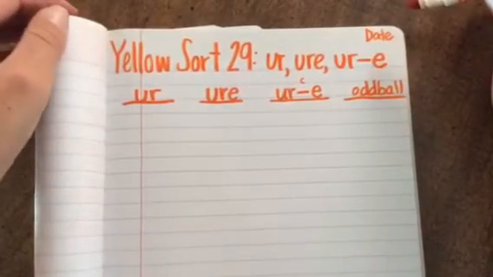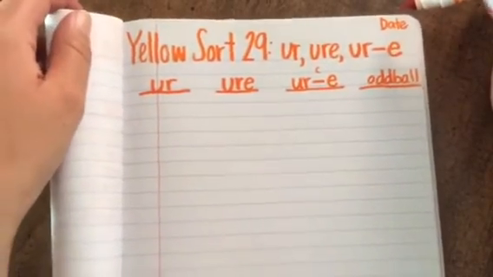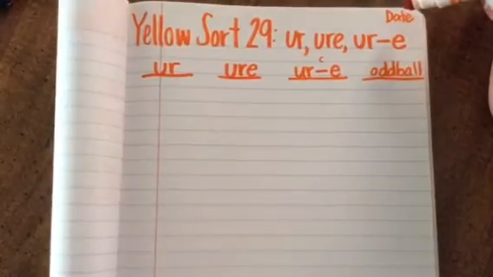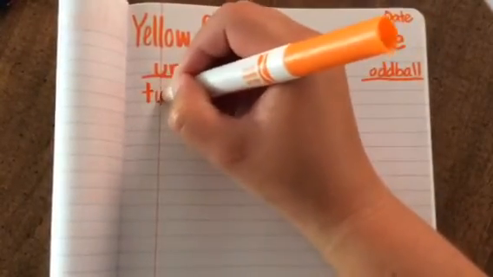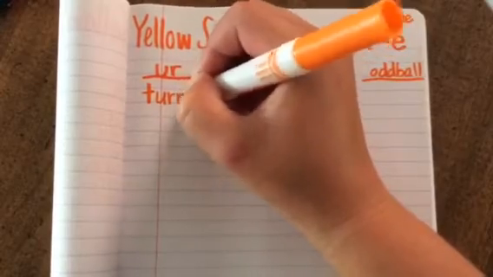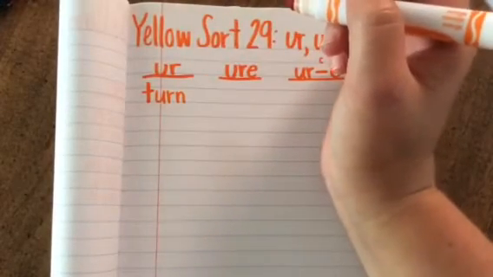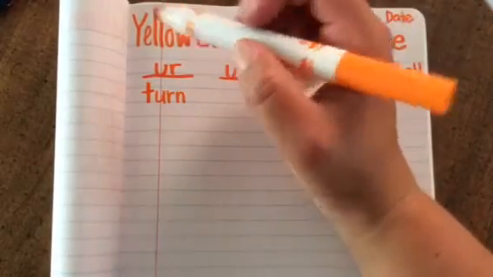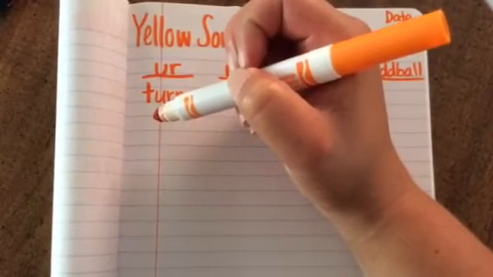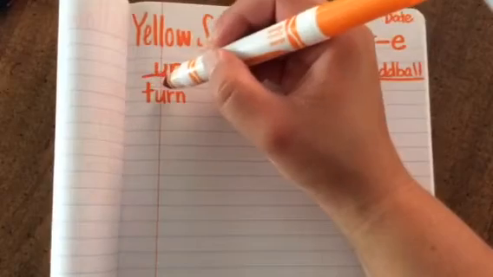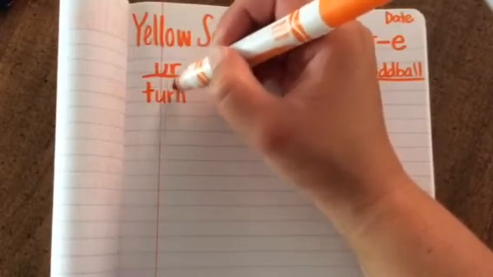There are quite a few. There are 12 UR words. Let's begin with our bold anchor word, turn. Now you'll notice, just like the OR words, the UR will be in the middle of the words. It'll be the middle sound. See how the sound is in the middle of the word.